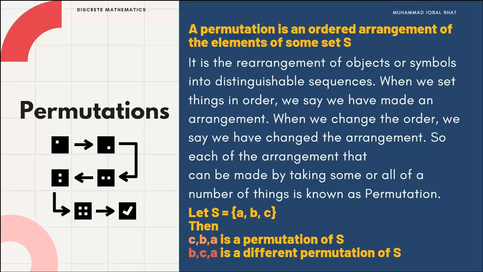For example, if we have a set S having three elements A, B, and C, then if we create a permutation C, B, A, it is different from the permutation B, C, A, though both permutations have the same number of elements, the same elements. But these two are different because order matters. For example, if C, B, A is a password, then it is different from B, C, A. So these are two different passwords.